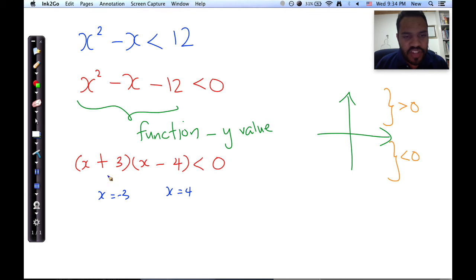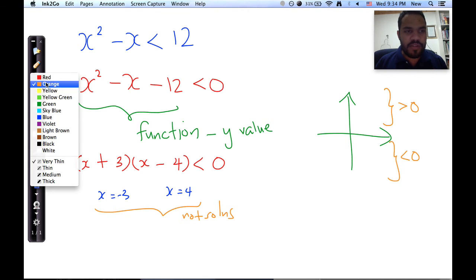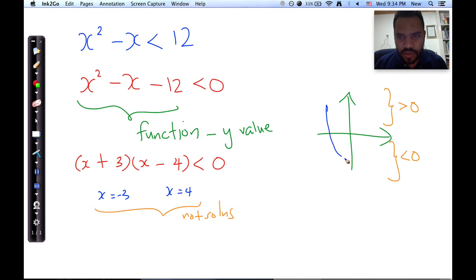Okay, so you're not solving for it, okay? These are not solutions, because I'm not solving for this over here. These are essentially the critical values. So if I go to my graph, which I'm going to draw on that side in blue, I draw the graph like that, and then I'm going to plot these critical values. That value over there is going to be 4. That value over there is going to be negative 3.